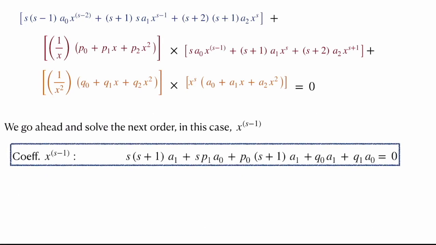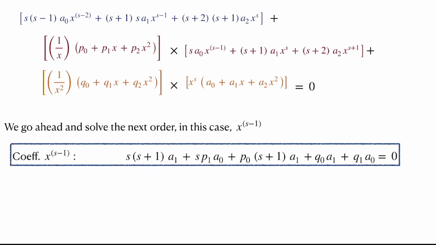Let's go ahead and find out the coefficients of higher order powers, x to the power s minus 1 being the immediate next order. So we have to collect the coefficients of x to the power s minus 1. This looks somewhat non-trivial with involved calculation, but one has to do it a little bit more carefully. Let us go over this in detail. The first term, which here I have written, is s into (s plus 1) into a0. That is coming from the first coefficient of x to the power s minus 1. That is (s plus 1) into s a1 is what we are getting.